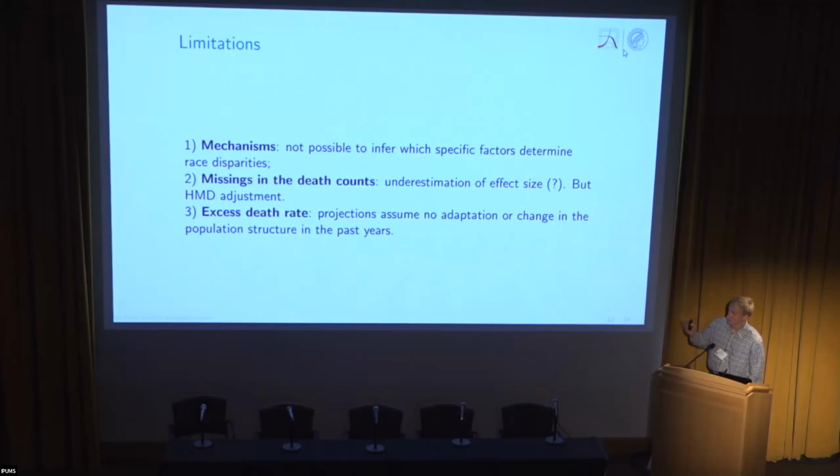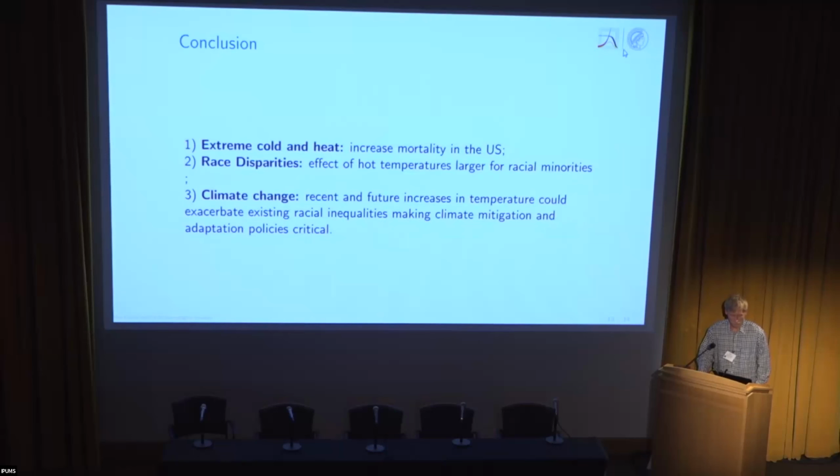Also, when looking at the excess death rate, these projections do not assume any adaptation or change in population structure between 2006 and 2022. So to conclude, we can observe that both extreme cold and heat increase mortality in the United States. But when we look at racial disparities, we don't see any disparities when we focus on exposure to cold temperatures, but we can see disparities in the effect of heat temperatures that are larger for racial minorities.